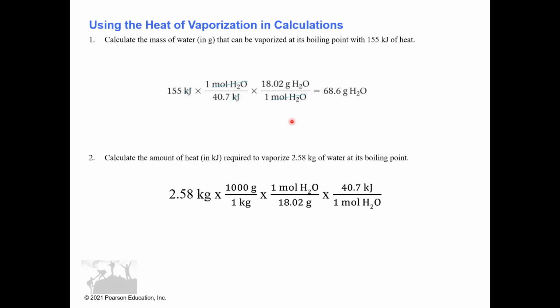Okay, so here's your setup. You're starting off with the kilograms of water. Then you've got to convert it to grams, so multiply by 1,000. Then you have to convert grams of H2O to moles of H2O. Then use the same conversion factor as before, but this time you flip the numerator and denominator so that you get 5,827 kilojoules.